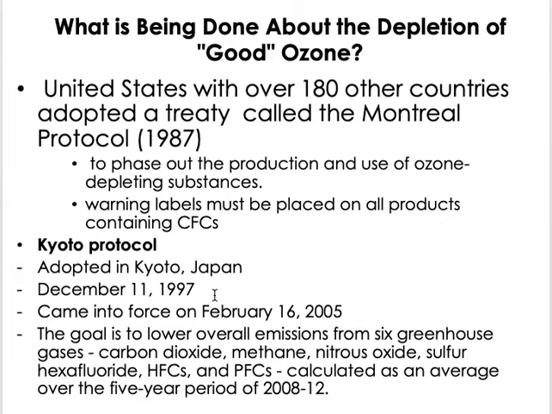Okay. So what is being done in terms of the depletion of the ozone layer, or good ozone per se? So the US, together with 180 countries, signed what we call the Montreal Protocol in 1987, phasing out the production and use of ozone depleting substances. Okay, and of course, providing labels on some of the materials that we are using that it can contribute to, or it contains that particular gas that can actually cause ozone depletion.